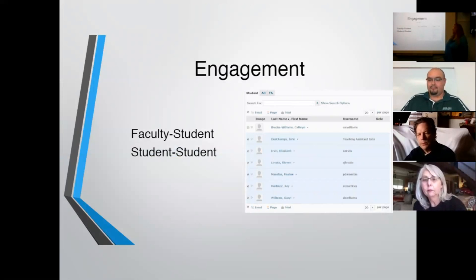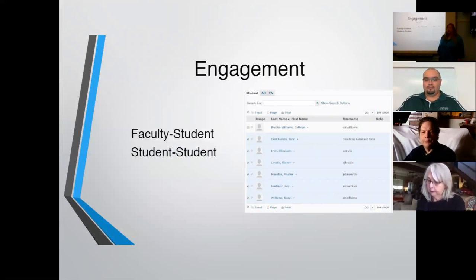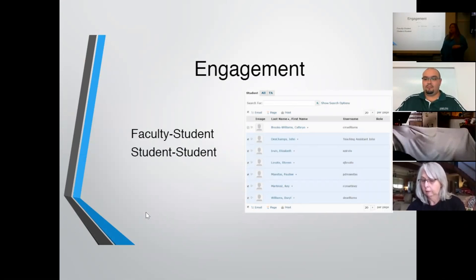So I'm going to talk to you about engagement. We all talk about being engaged with our students, or our students have to be engaged with us. But there's two ways to do that. First, we have two different types of engagement. We have faculty to student and student to student. The first and foremost way that most faculty use to engage their students is through the news tool or the announcement page, depending on which LMS you're following.